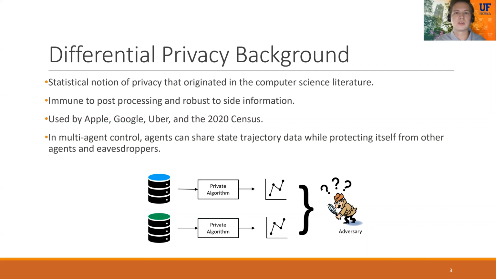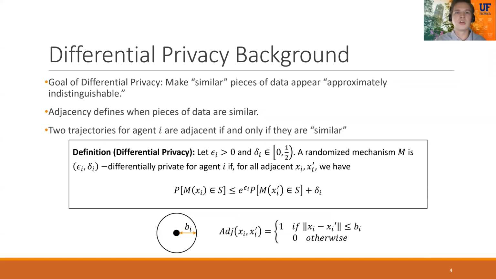Now that we have an idea of what differential privacy is, I want to give a formal definition of it. The goal of differential privacy is to make "similar" pieces of data appear "approximately indistinguishable." These terms are in quotations here to highlight that they're technical terms. In differential privacy, we use an adjacency relationship to define when data is similar. For agent i, two of their trajectories are adjacent if they are similar. If this black circle represents agent i's trajectory in trajectory space, all of the trajectories within distance b_i will be adjacent.